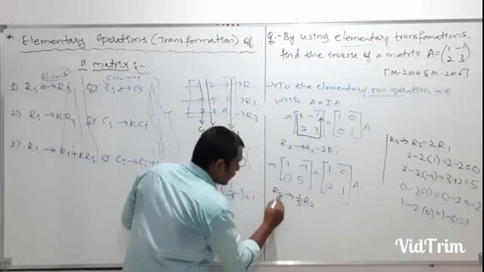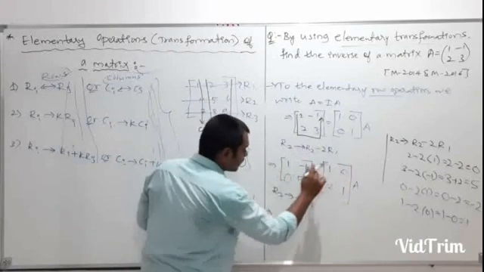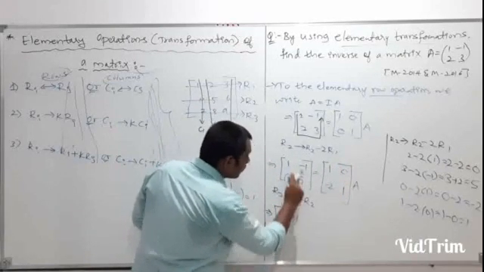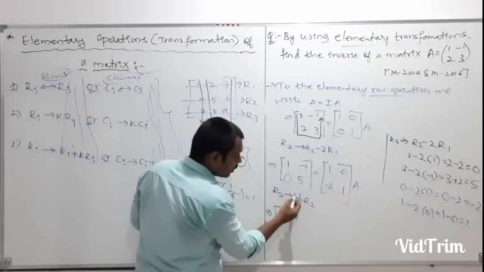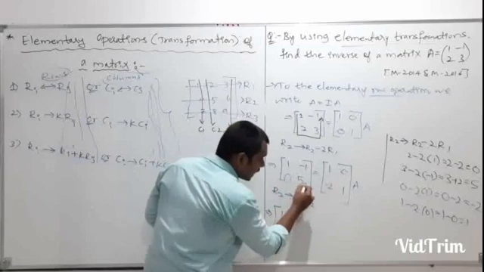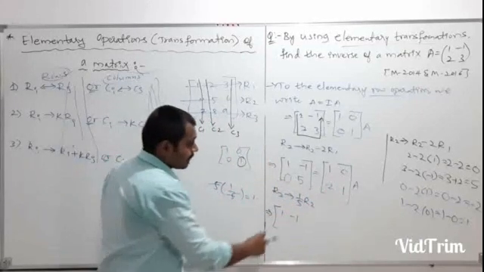Clear? And now simplify this. Here, R1, I am not applying any operation on row 1, so write row 1 as it is: 1, minus 1. But here row 2 is changing. So in row 2, 1 by 5 into R2. It means every element of row 2 we should multiply with 1 by 5.